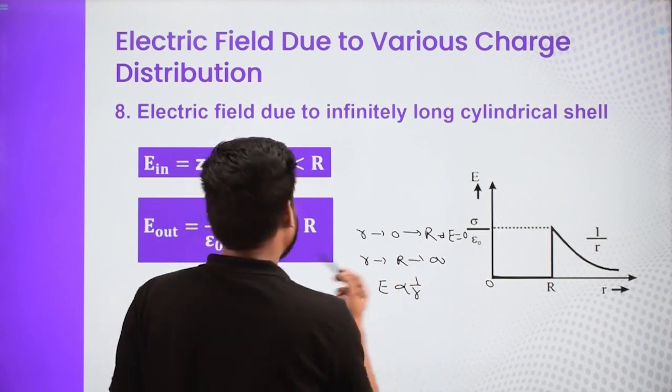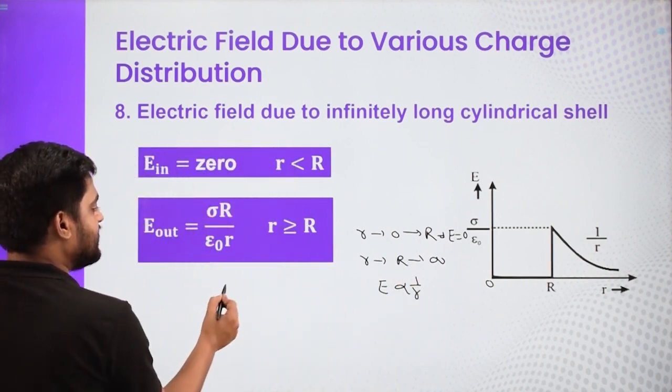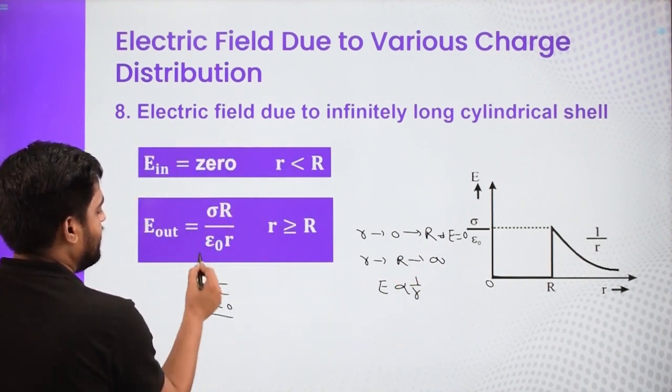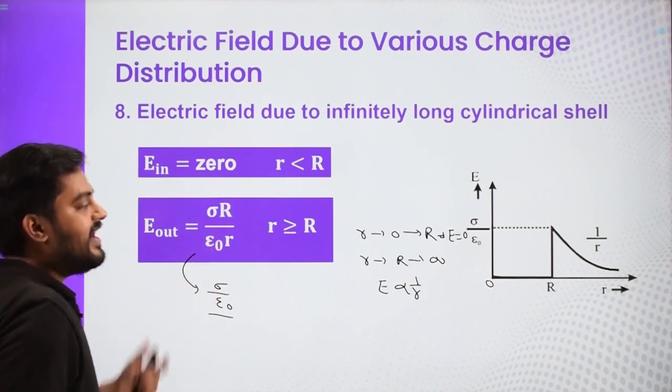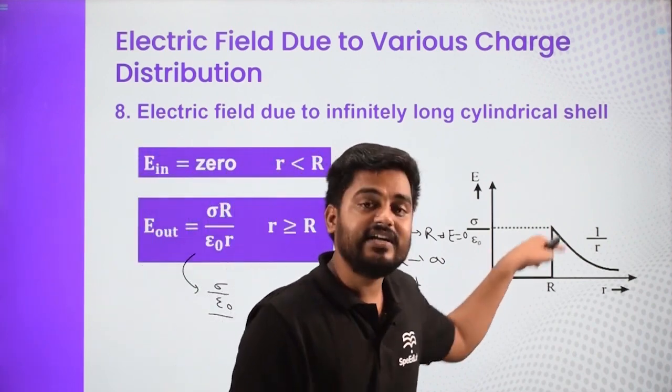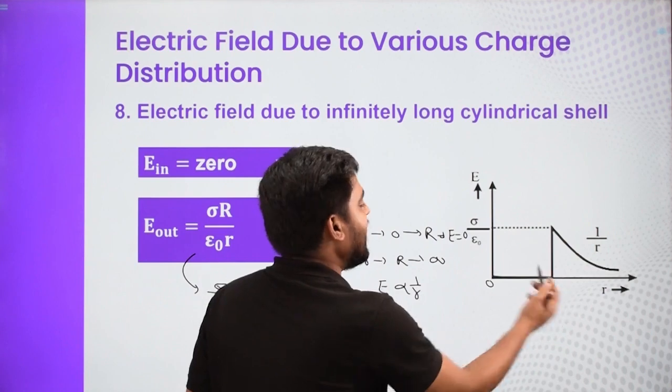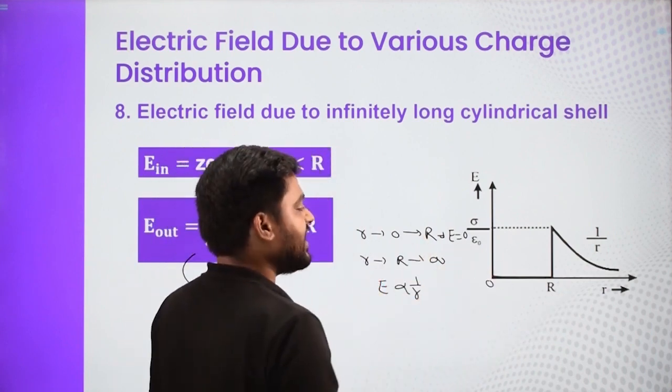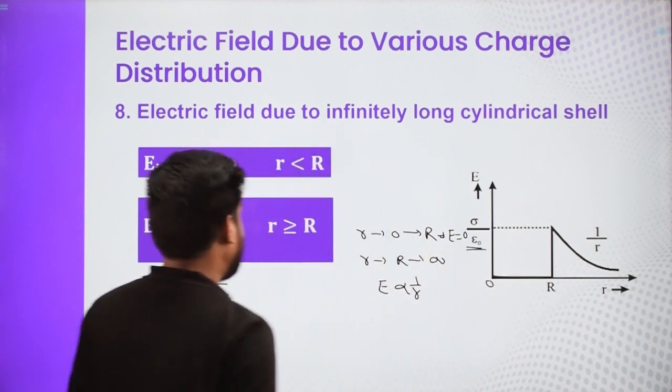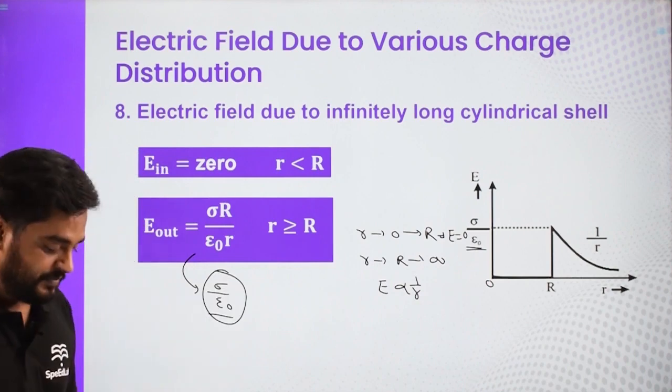And what about the value at the surface? Put capital R over here, so we'll get sigma by epsilon naught. And put r over here, then it is 0. So here it is a discontinuous graph. As soon as we go out of the cylindrical shell, it suddenly becomes sigma by epsilon naught, which is this value.